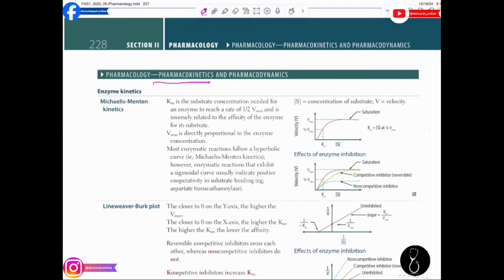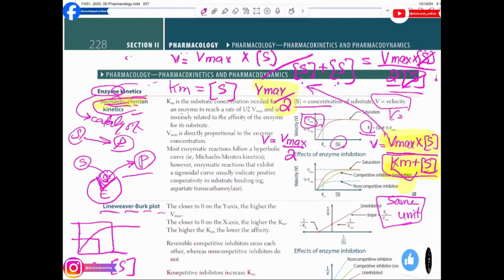These are one container, second container, and third container. This is an enzyme, and it will be half of the maximum. The Km is equal to the substrate concentration. Then the velocity will be half of the maximum. Okay? And there will be one second condition.